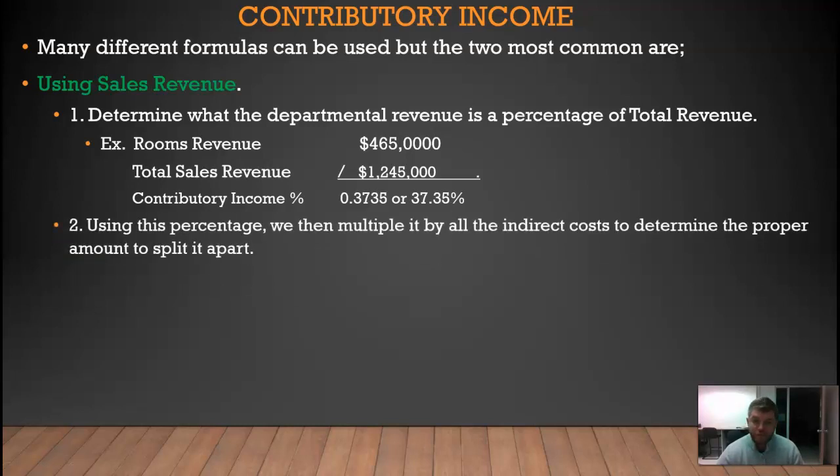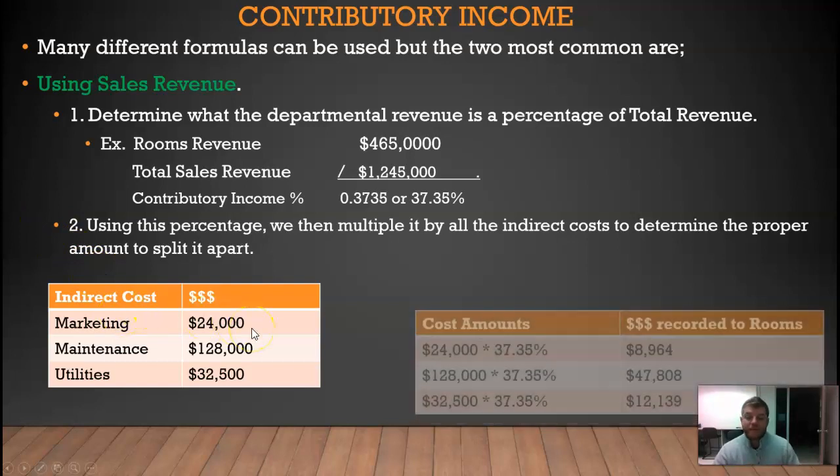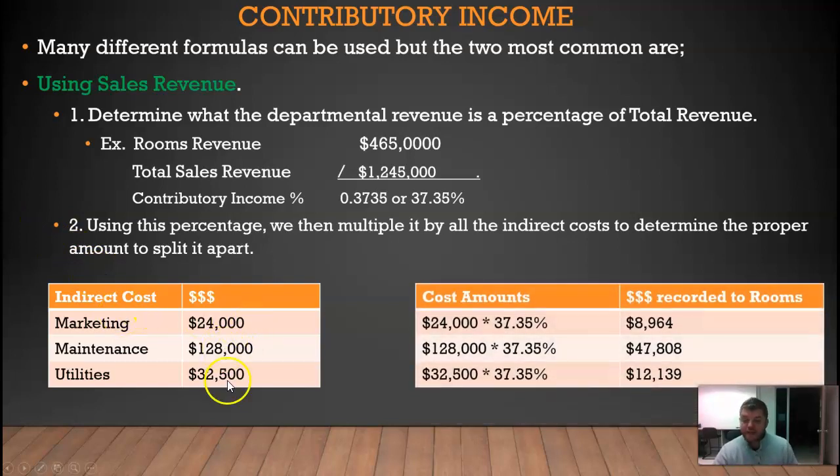Using this percentage, we can then multiply all the indirect costs and determine the proper amount to split. So if our marketing is $24,000, our maintenance $128,000, utilities, let's multiply all of these amounts by 37.35%, and this is what we will apply to the actual rooms revenue department. So from their $465,000, we will subtract these amounts. Okay, and that's one way that we can determine how to split up indirect costs or fixed costs.